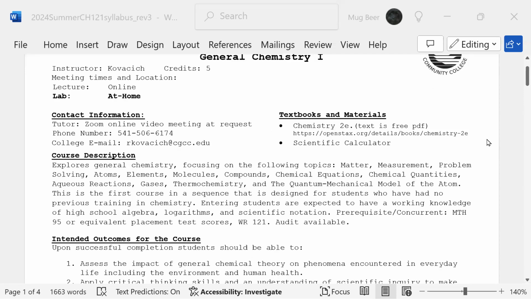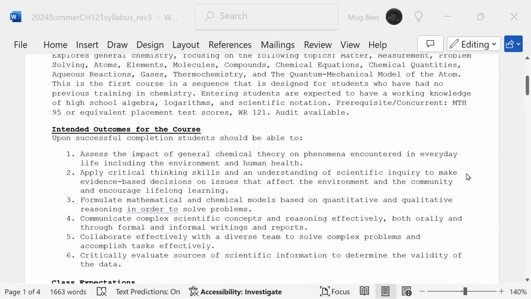This class is a general chemistry class. It's focused on matter and measurements, problem solving, atoms, elements, molecules, compounds, chemical equations, chemical quantities, aqueous reactions, gases, thermal chemistry, and the quantum mechanical model of the atom. This is the first course of chemistry for non-chemistry majors, and it's usually somebody who's trying to get into the healthcare field, or just somebody looking for a class that has a lab science.